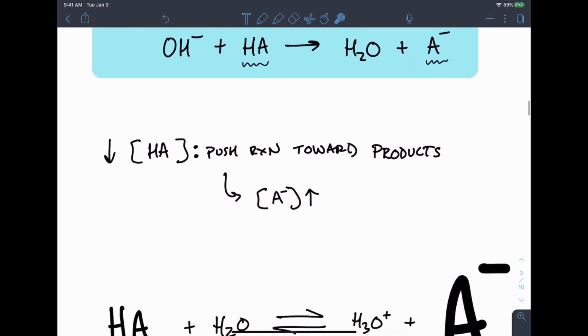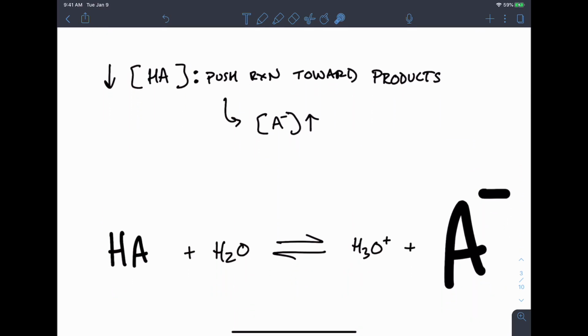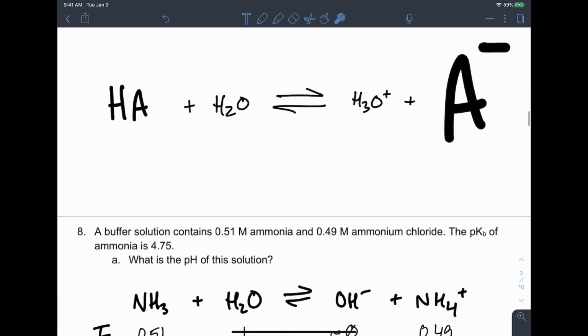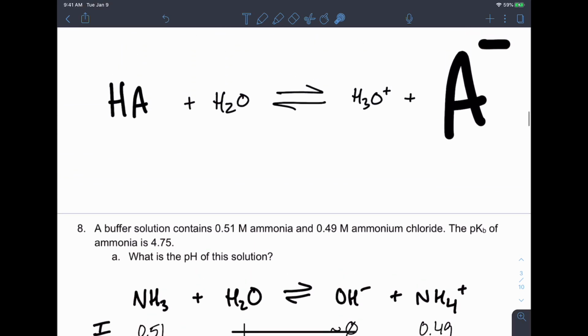So we can represent that graphically as down here. We've decreased our concentration of HA, we've increased our concentration of A-, and in the process we've kept the concentration of hydronium relatively constant. So that's how it's going to regulate pH if you add a base. Alright, so with that out of the way, we can start to take a look at question 8.